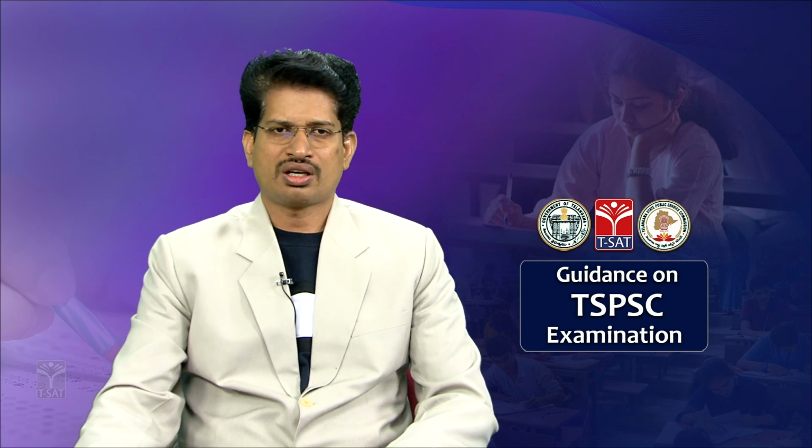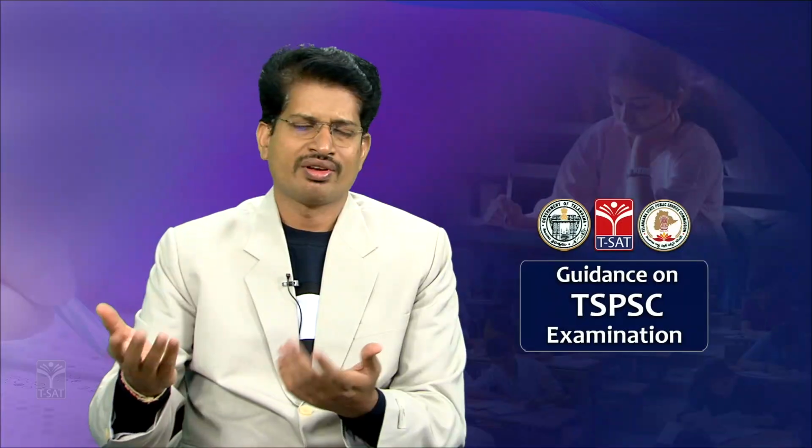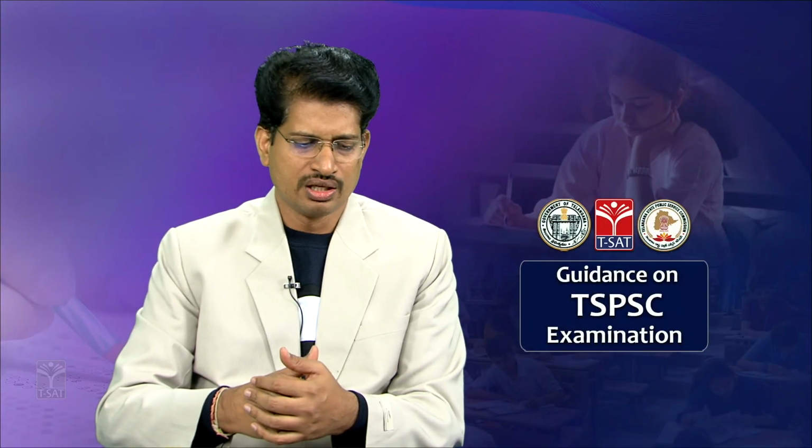So, what are the consequences being experienced in India because of improper exploitation of resources? Climate influences our environment. For example, water level. When the amount of water being precipitated is decreasing, the amount of life which can be sustained decreases, because the more the amount of water, the more is the life. The less the amount of water, the less is the life.